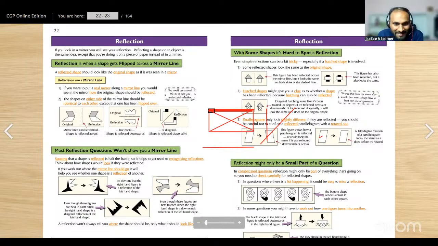So the same thing has happened here, right? So the black shape has gone this side. Simple. Did you get it now or not? Tell me honestly. Be honest.